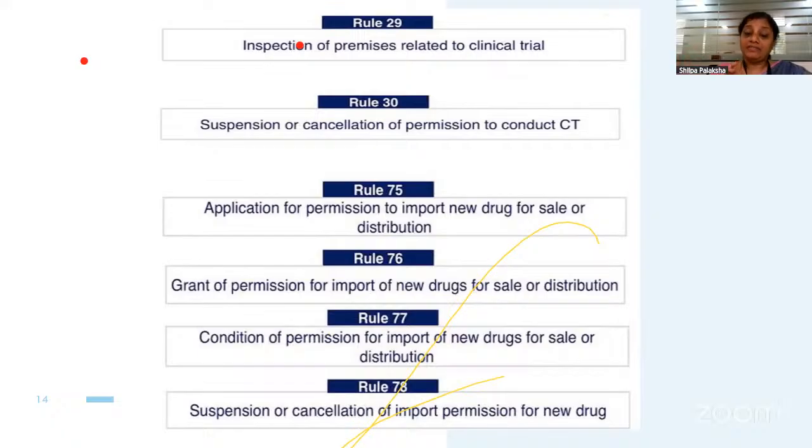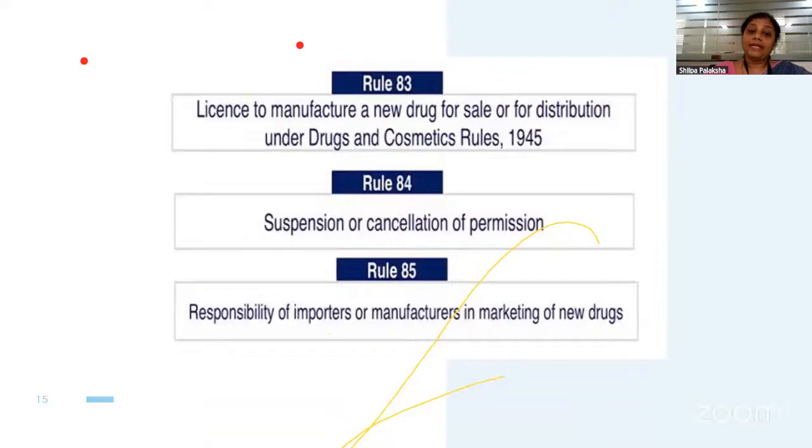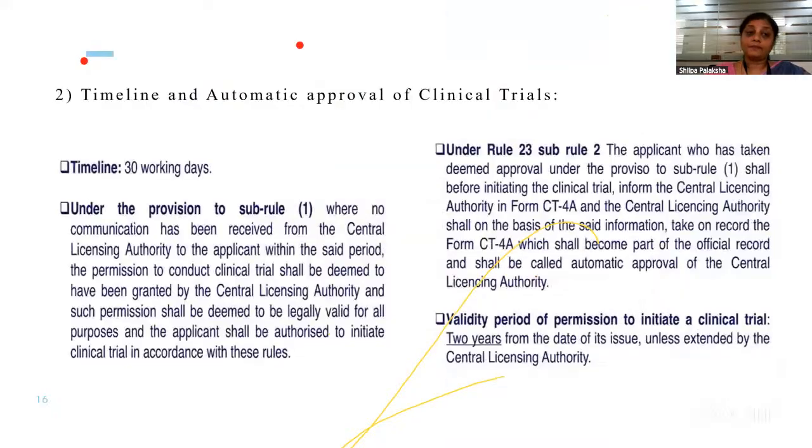Rule 75 tells about the application process to have permission for importing new drugs. And rule 76 tells the grant of permission for importing new drugs for sales and distribution, conditions of permission for import of new drugs for sales or distribution, and suspension or cancellation of import permission for new drugs. Rule number 83 covers the license to manufacture new drugs for sale or for distribution. 84 is for suspension and cancellation. And 85 is the responsibility of importers or manufacturers of new drugs.